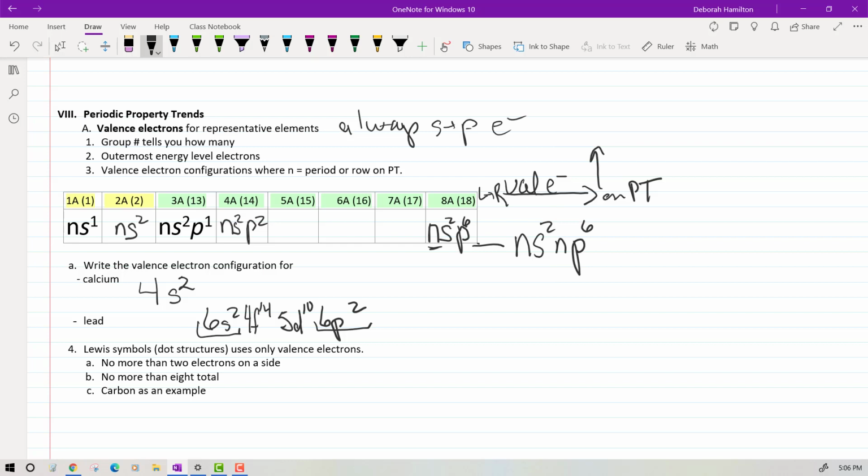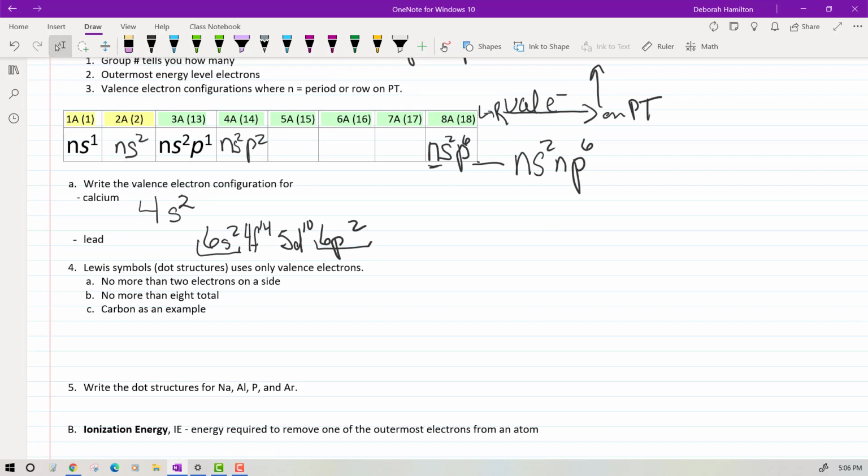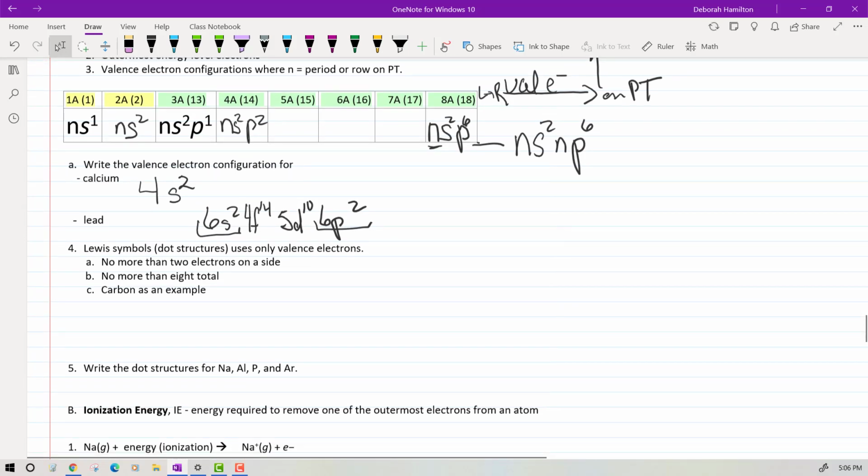Lewis symbols are a shorthand way of showing the valence electrons around a chemical symbol. There's no more than 2 on a side, and no more than 8 total. We're going to do carbon as an example. We use carbon a lot throughout these videos, and there's a reason for it. Carbon has 6 total protons, which means it has 6 total electrons, but it only has 4 in the outer main level.